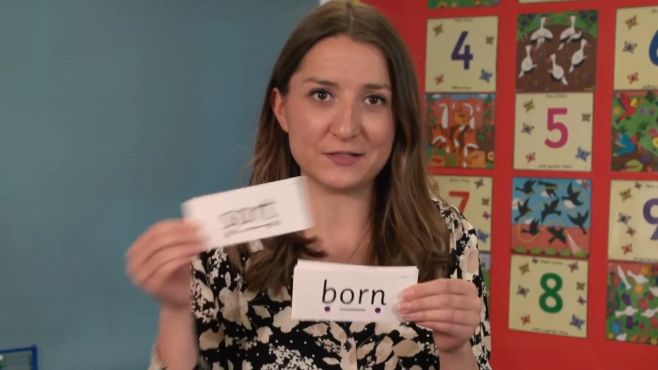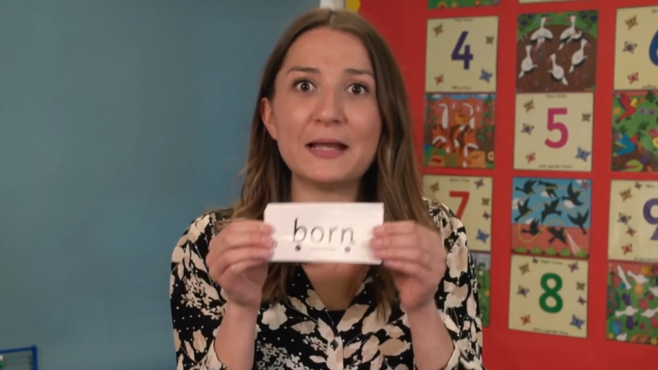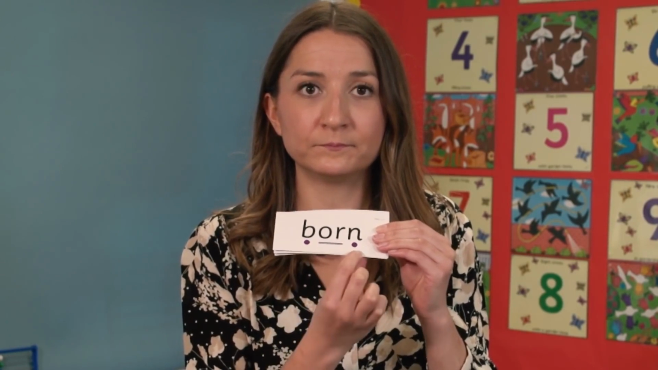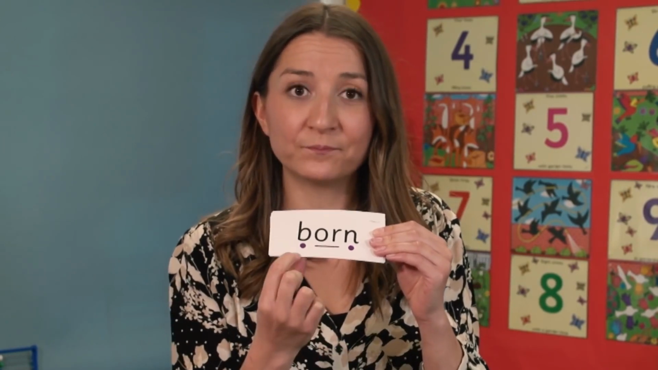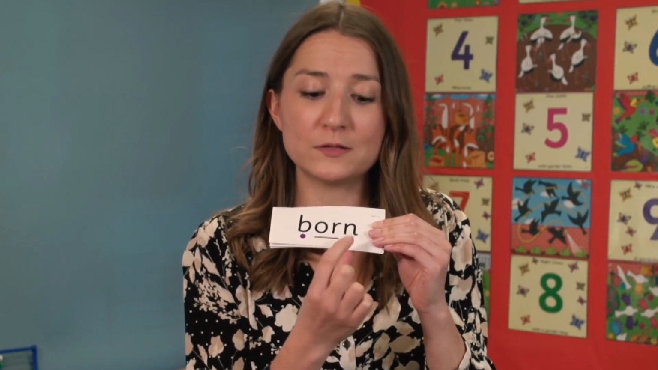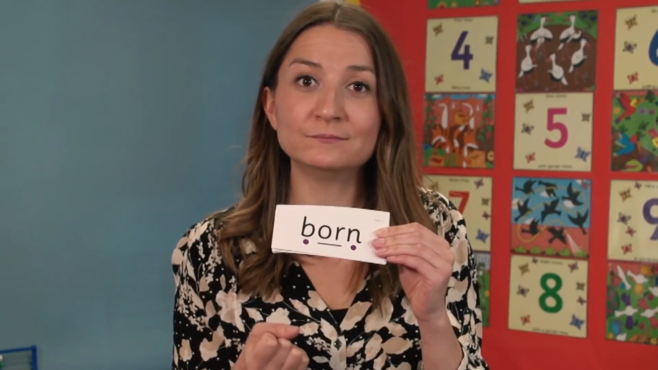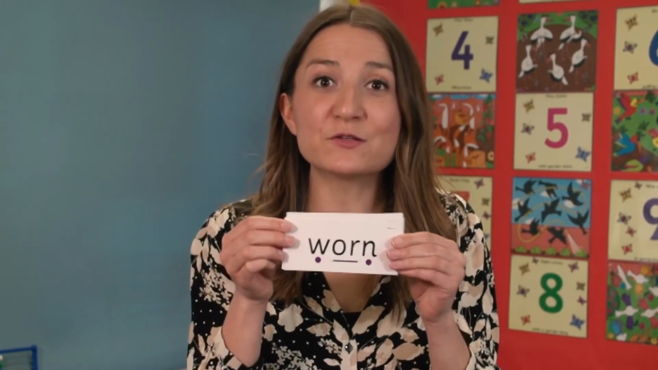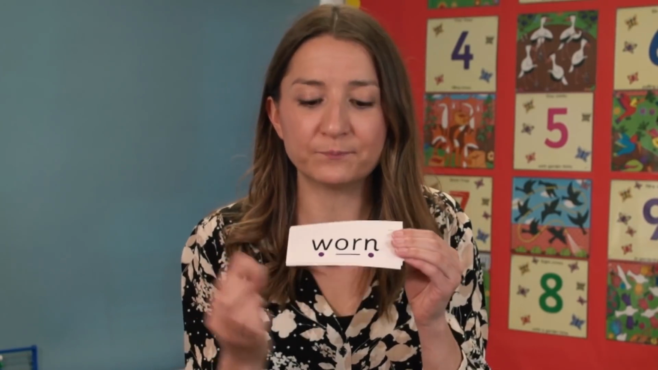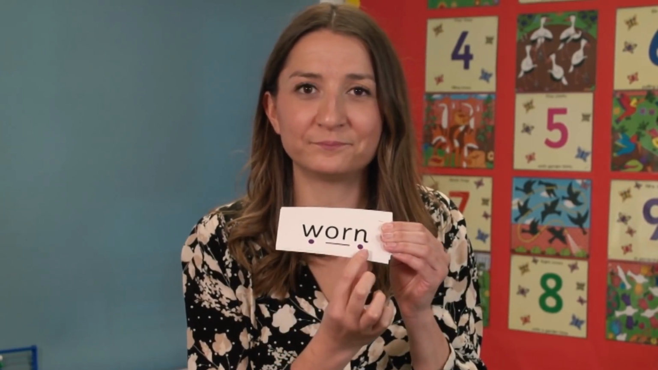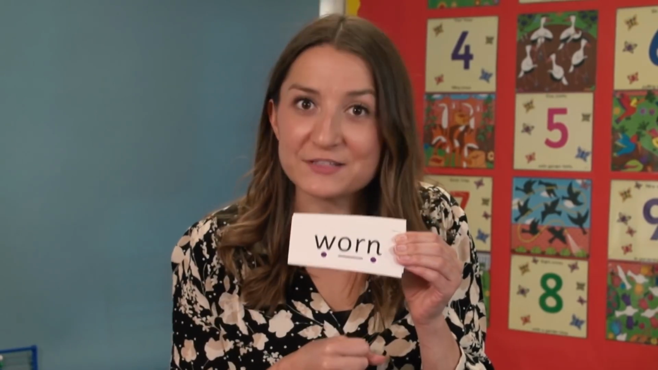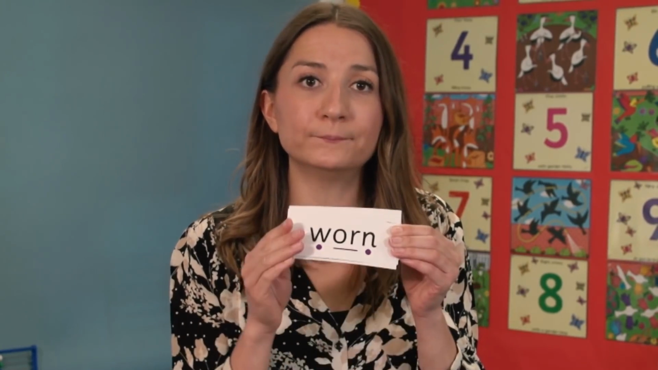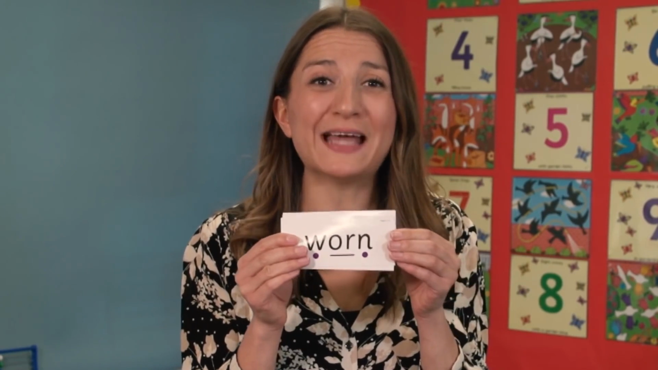Let's have a look at another word. Sound talk each grapheme and then blend to read the word. Let's read the word together. B, or, n. Born. Did you get it right? Let's look at another word. Sound talk each grapheme and then blend to read the word. Let's do it together. W, or, n. Worn. My favourite trainers are old and worn.